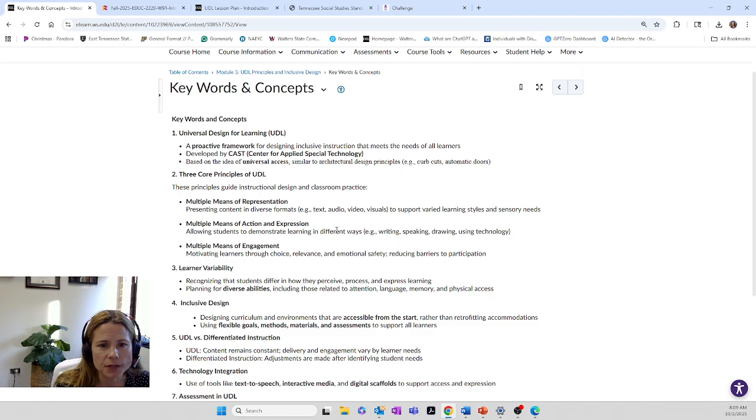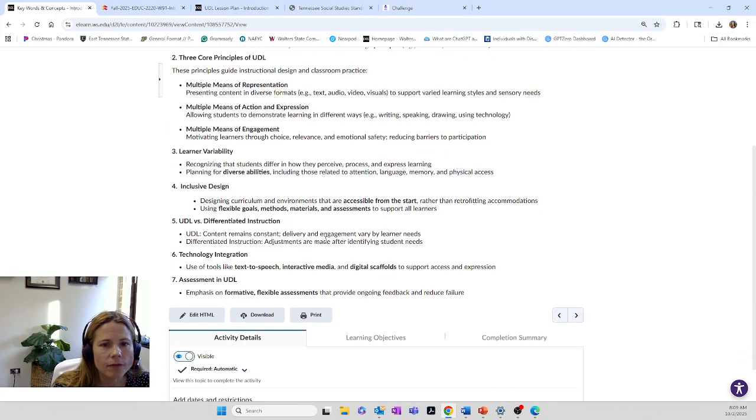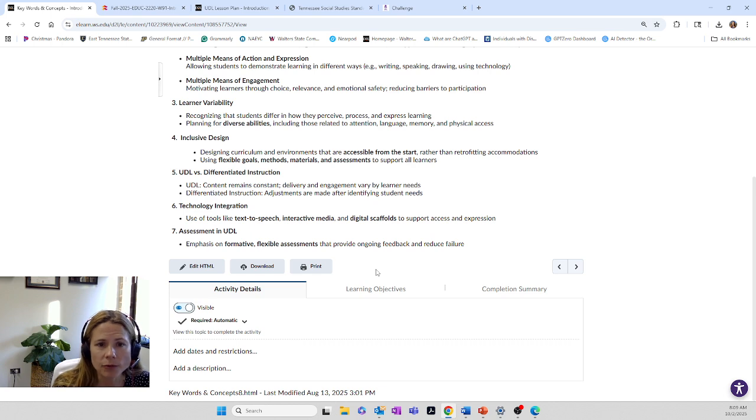The three core principles of UDL, right? And what we should be doing in our classroom practice, which we talked about. Varied learners, so learner variability, inclusive design, and the difference between UDL and differentiated instruction. So we know that UDL is a framework that helps look at how you deliver and the engagement, and how the students are taking that information in. Whereas differentiated instruction is looking at maybe just making some adjustments or adaptations after you identify their needs. Okay, so there's a little bit of difference there, and the textbook really dives into that as well.